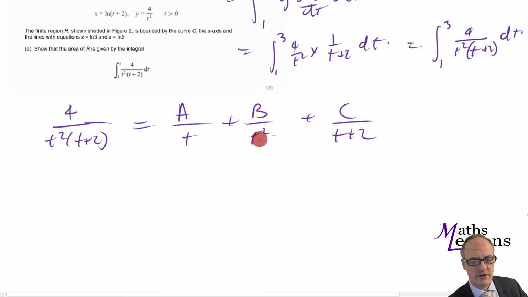If you just put b over t for this repeating factor, then the common denominator of t and t would be t, and all you'd get on the bottom is t times t plus 2, and it wouldn't be enough to get that bottom. So when you've got the repeating factor, instead of having b over t for the other factor, you have b over t squared. And any squared factor, whatever it is, you put b over that squared factor.